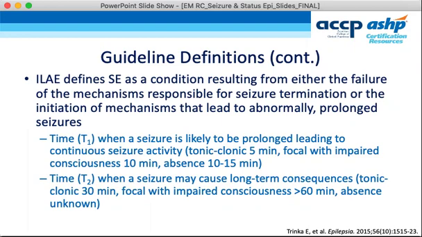From their operational definition, they use time 1 when a seizure is likely to be prolonged, leading to continuous seizure activity. They specify tonic-clonic of 5 minutes, or a partial seizure with impaired consciousness of 10 minutes, or an absence seizure of 10 to 15 minutes. Time 2 is when a seizure may cause long-term consequences. And again, this is what we already mentioned: tonic-clonic of 30 minutes, or focal with impaired consciousness of more than 60 minutes, with absence unfortunately unknown.